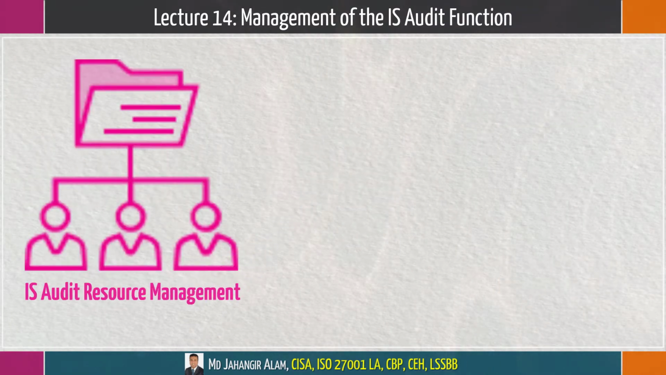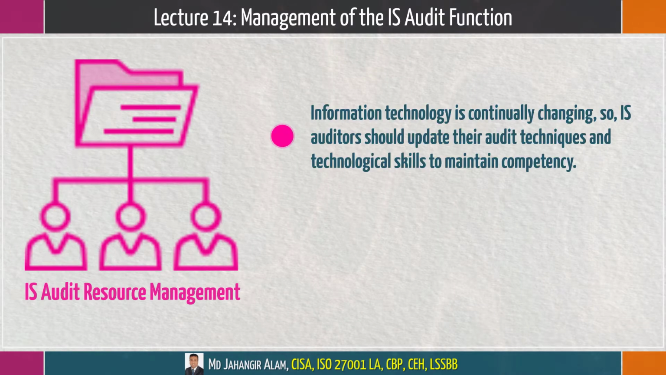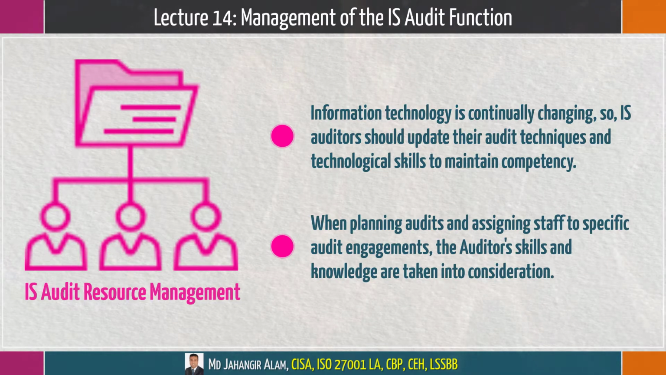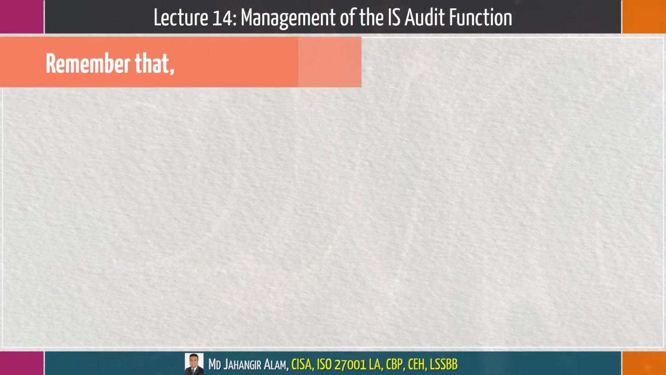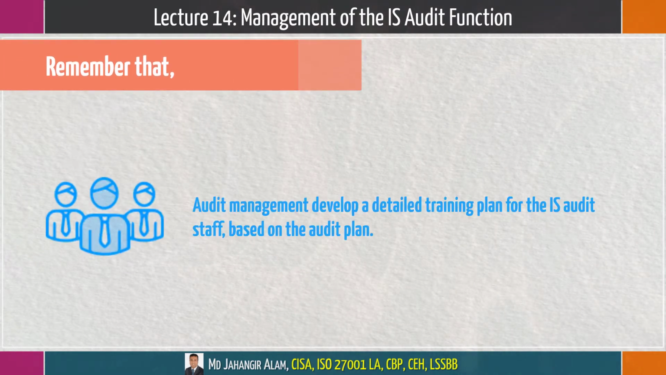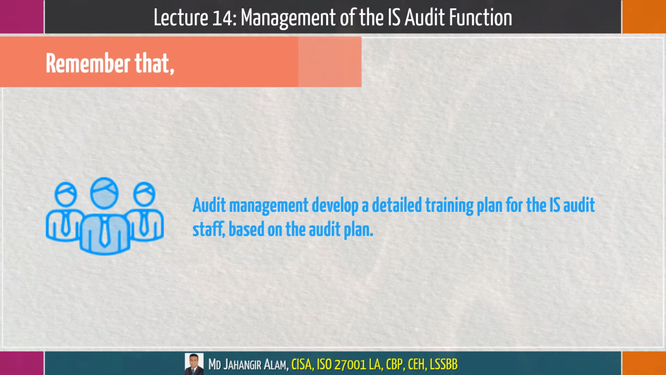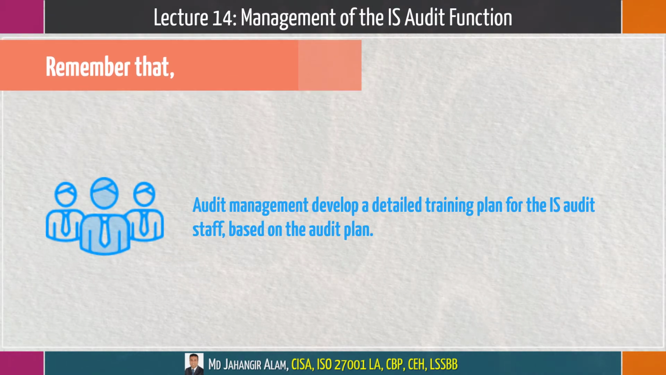IS Audit Resource Management. Information technology is continually changing, so IS auditors should update their audit techniques and technological skills to maintain competency. When planning audits and assigning staff to specific audit engagements, the auditor's skills and knowledge are taken into consideration. Remember that audit management develops a detailed training plan for the IS audit staff based on the audit plan.